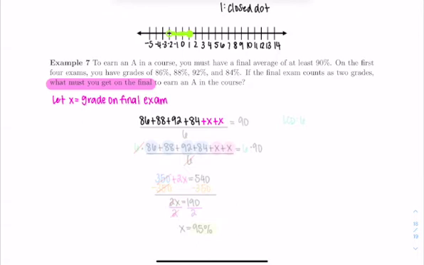Now, how many tests am I counting here? I have 4 exams plus the 2 final grades, which is 6 things. And the goal is to have an average of a 90. So we want to set this equal to 90. Now that we have set this up, we want to go ahead and solve. So here, what is my LCD? My LCD is 6, and so we can multiply both sides by 6.